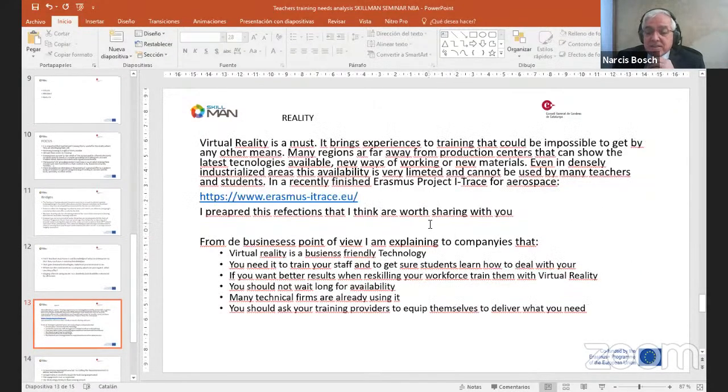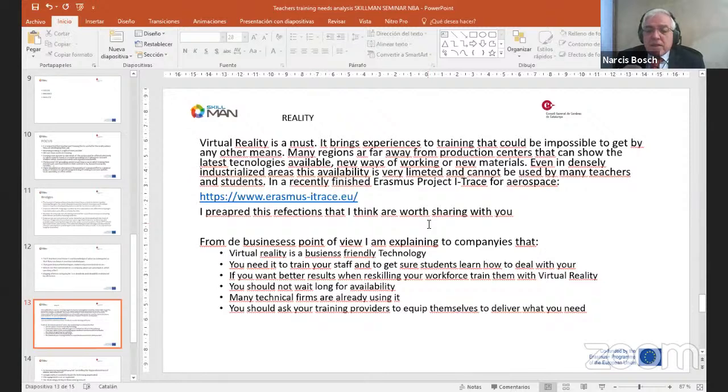And last, reality. Virtual reality is a must. It brings experiences to training that could be impossible to get by any other means. Many regions are far away from production centers, and that can show the latest technologies available, new ways of working, or new materials. Even in densely industrialized areas, this availability is very limited and cannot be used for many teachers and students.